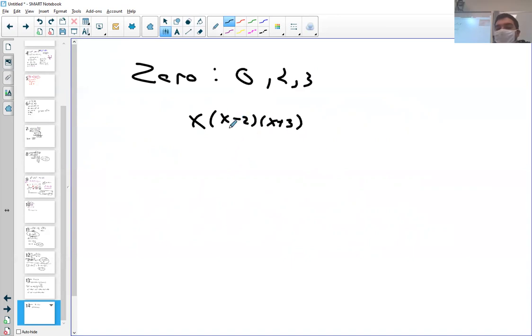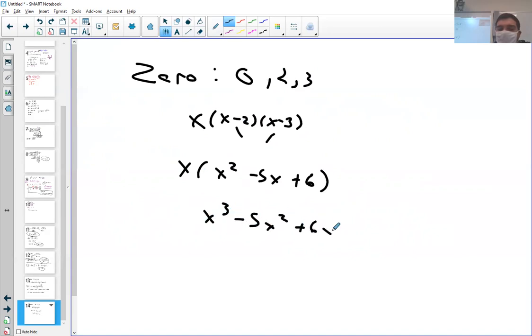I'll probably foil this annoying part first and then do the x. x squared minus 5x plus 6. And then x cubed minus 5x squared plus 6x. And it makes sense. You could factor back out to here.